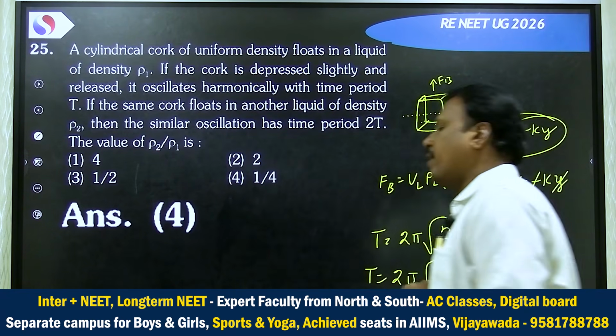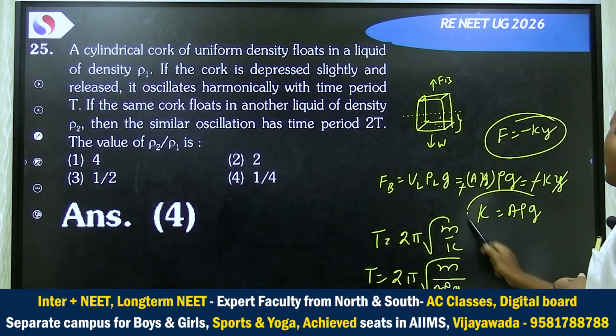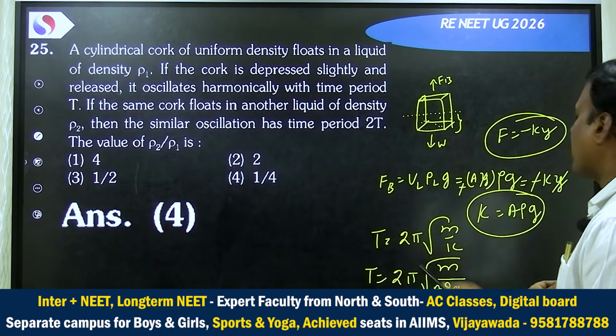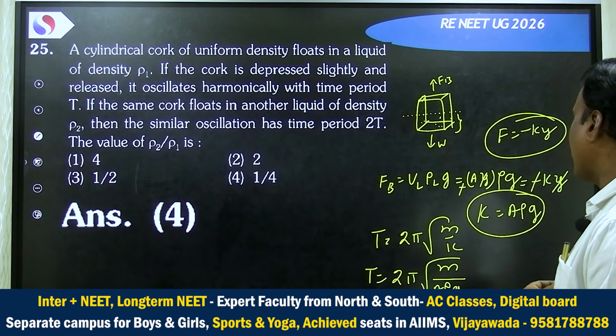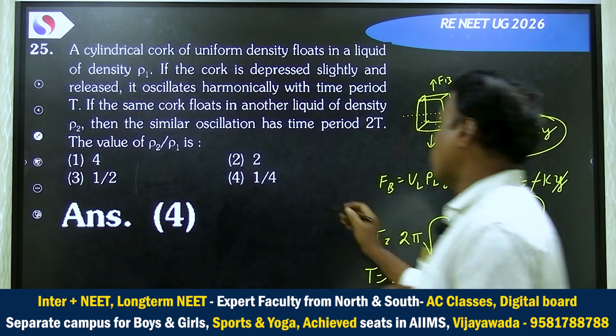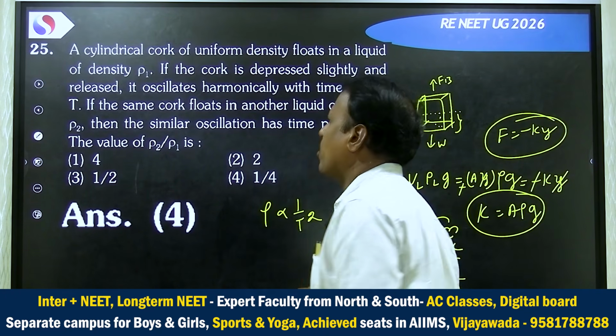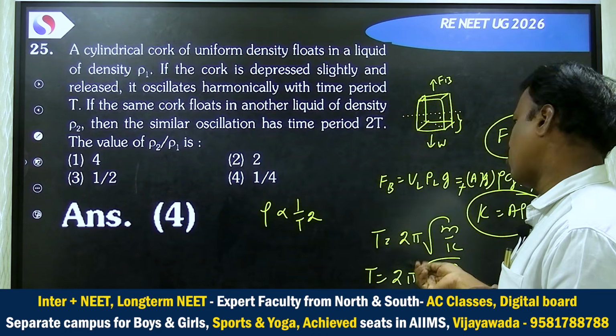It is the time period of a loaded spring system. Here also this acts as a spring system, no problem. That's why the k value is taken as rho c. So the relation between T and rho is our only option. So T is proportional to 1 by root rho, or rho is proportional to 1 by T square.